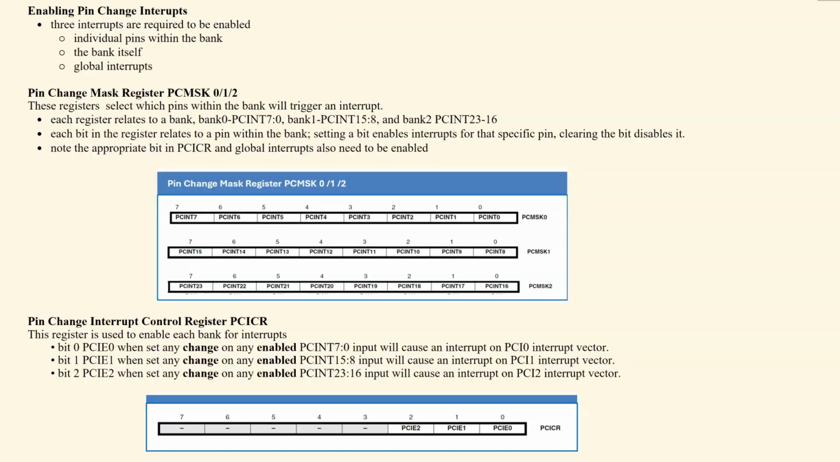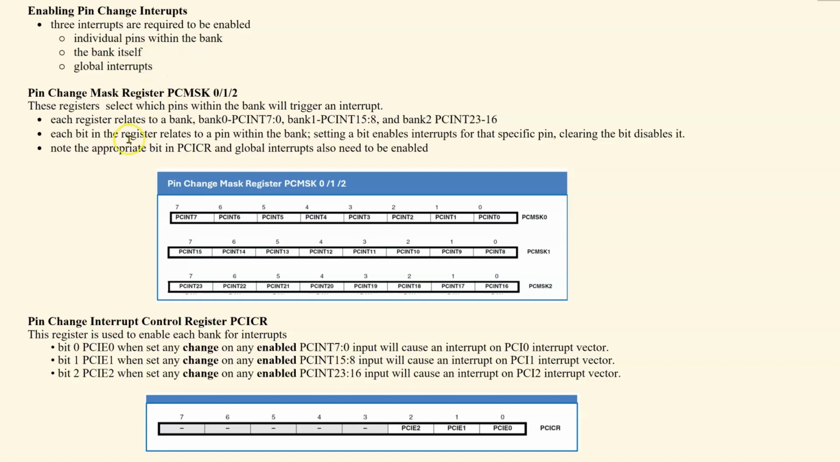So looking at how we can enable the interrupts on the pin change interrupt system, there are 3 interrupts that we need to enable. We need to enable the individual pins within the bank itself, and finally the global interrupts.